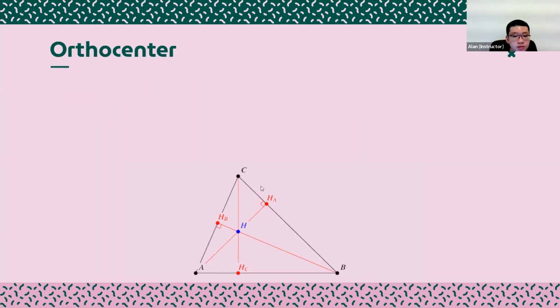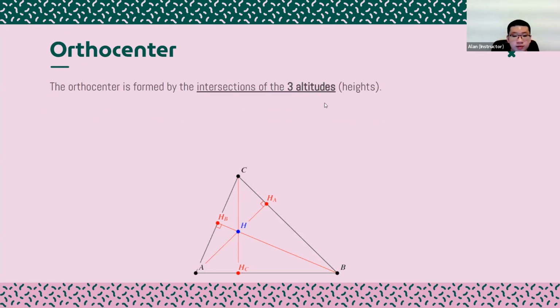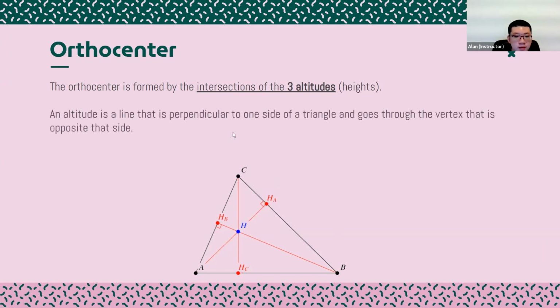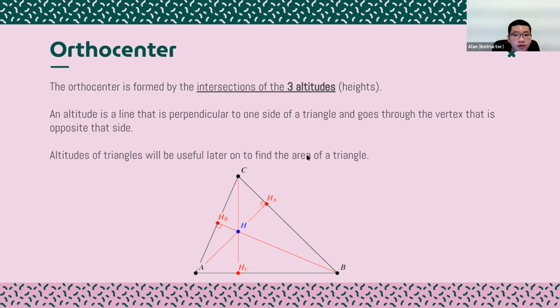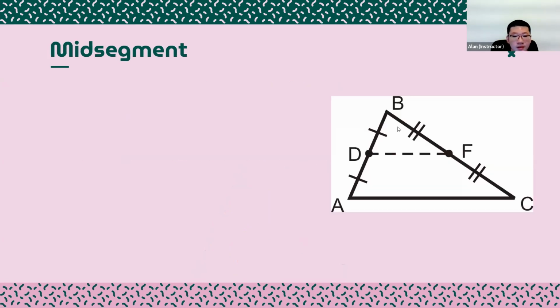The next center is the orthocenter. It's formed by the intersection of the three altitudes. An altitude is a line that's perpendicular to one side of the triangle, and it also goes through the opposite vertex. Also, altitudes of triangles are going to be used later on to find the area of a triangle. And finally, we're going to go on to what a midsegment is.